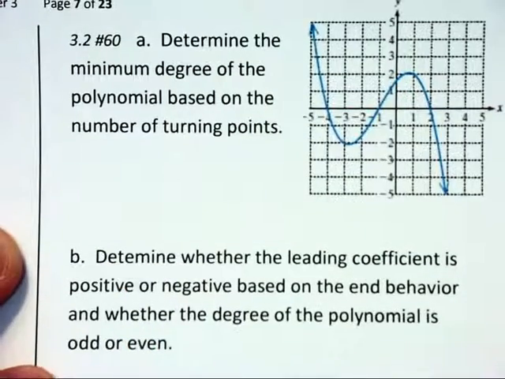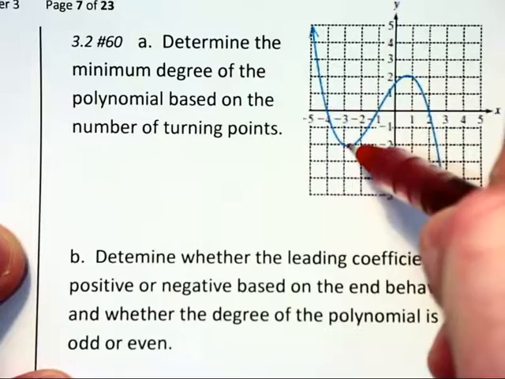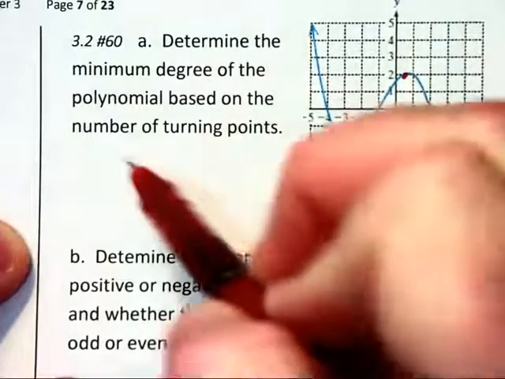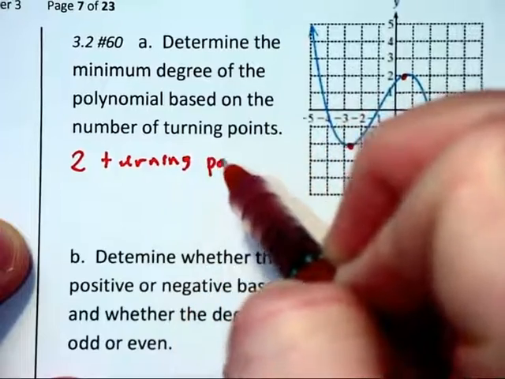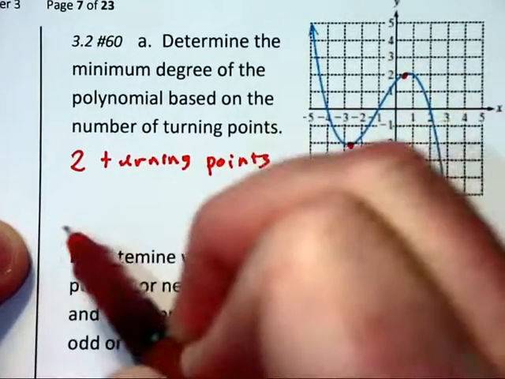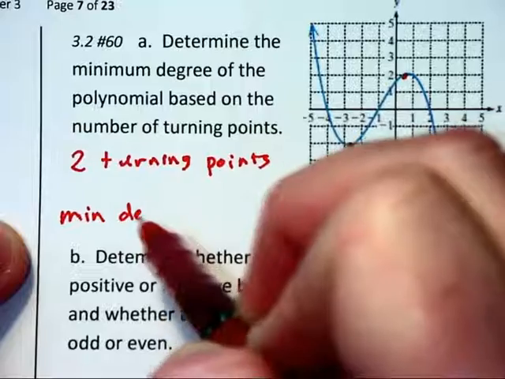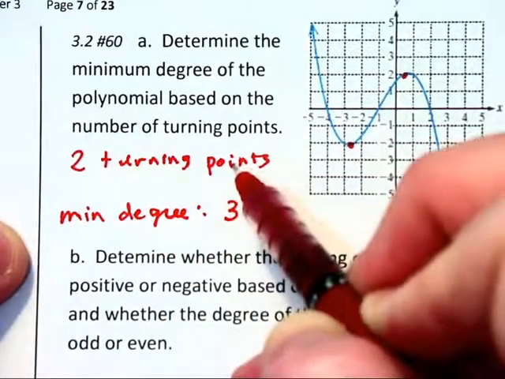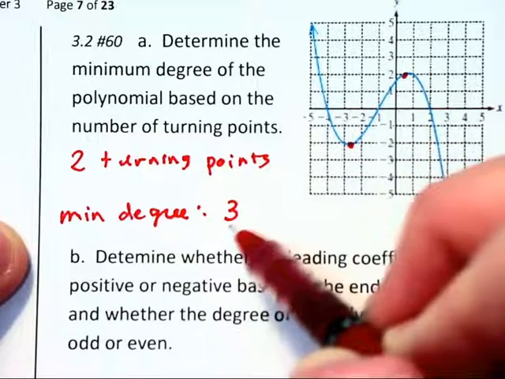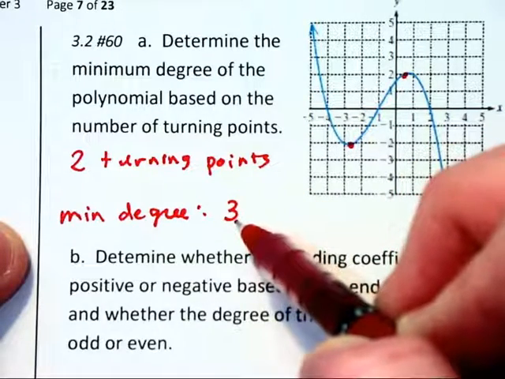Let's look at this next graph. We see that there are 1, 2 turning points. And therefore, the minimum degree has got to be 3. If the degree is 3, there's at most n minus 1, or 2, turning points. So going in the other direction, we can add 1.